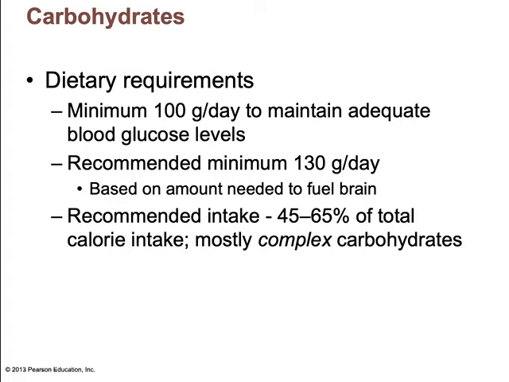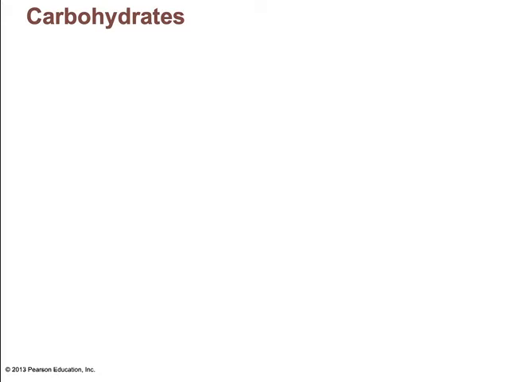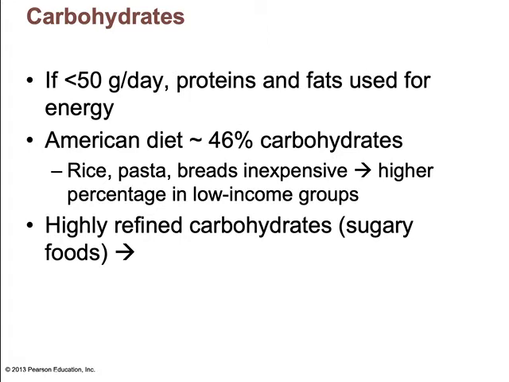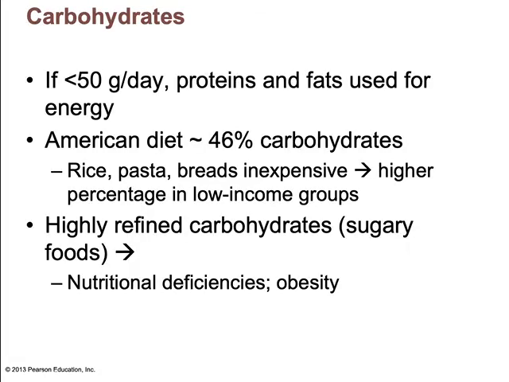Recommended intake: about 45 to 65% of your total calories, as mostly complex carbohydrates, which we get from whole grains and vegetables. If you're less than 50 grams a day, then we go to protein and fat for energy. An example of this is the Atkins diet, in which we reduce carbohydrates dramatically and we eat primarily fat and protein, and the body then is going to break down our fat and use that for energy to drive our normal processes.